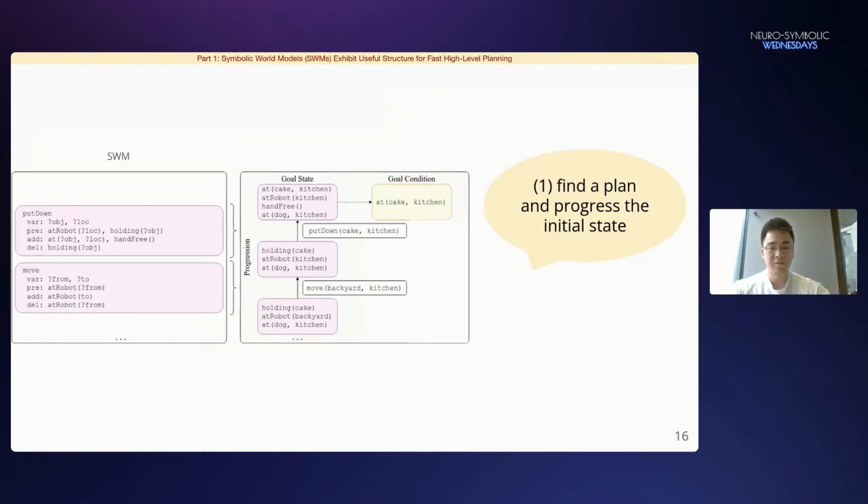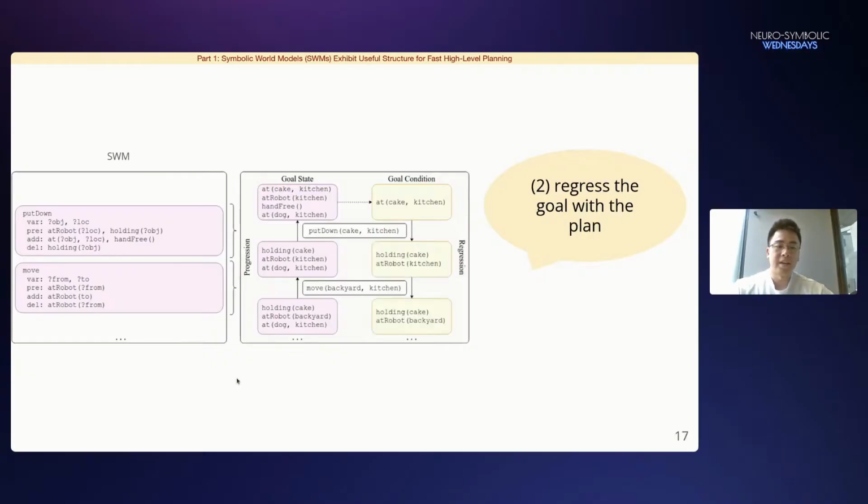As earlier, we've seen that we have the robot in the backyard holding a cake and a dog at the kitchen. So with this state, we apply the move from the backyard to the kitchen, and then we put down the cake when we're at the kitchen. And then this will satisfy our goal.